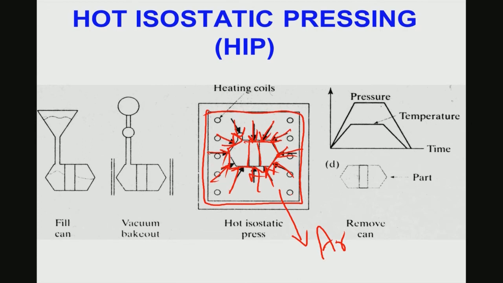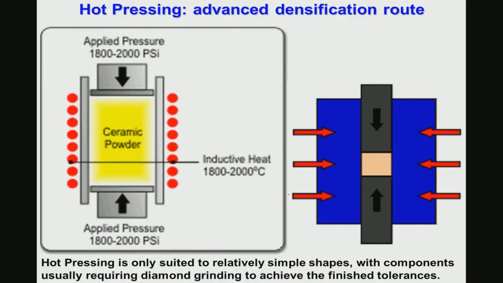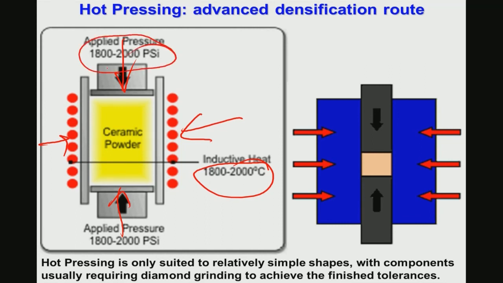What is the advantage of hot isostatic pressing over hot pressing? Now, if you look at the hot pressing technique, which I will come to here. In hot pressing you put the ceramic powders, or for that matter any powder particles, and it is an external heating process. So, the heat is coming from outside through an inductive heating coil, and the temperature can go up to 1800 to 2000 degrees Celsius. And when it becomes red hot, you also apply compressive pressure here, and it is mentioned here as 1800 to 2000 psi, that is pounds per square inch.